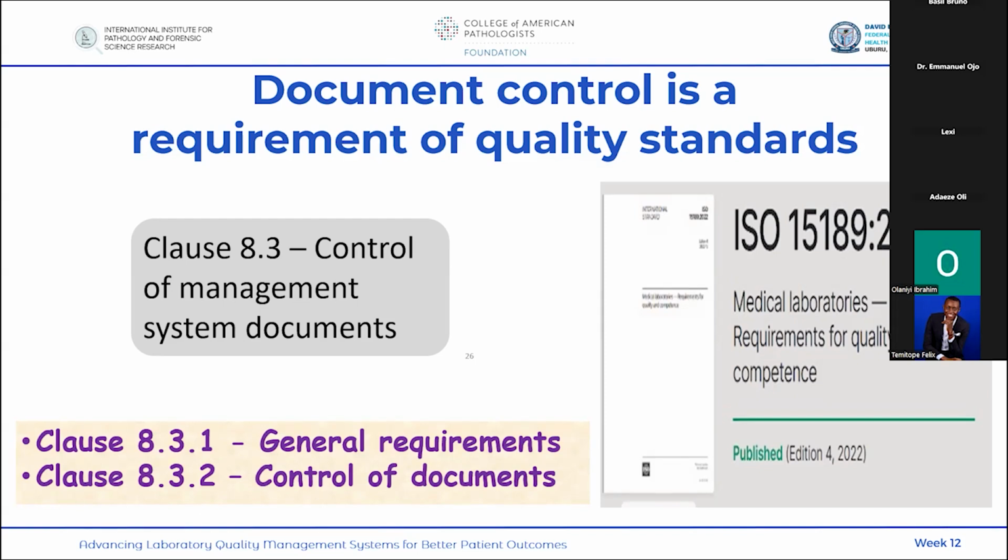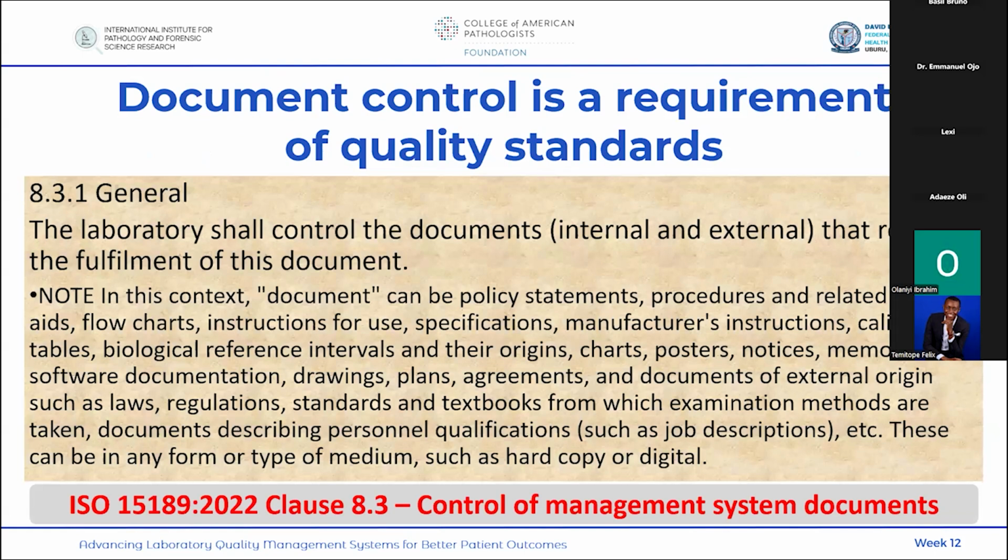So you see, control of management system documents. The first one is 8.3.1. 8.3.2 talks about the control. So 8.3.1 here gives information about what a document really is, or what can be categorized as documents. We've given examples earlier: this could mean policy statements, SOPs, job aids, flow charts, biological reference intervals and their origins, charts, posters, notices, and all other things.